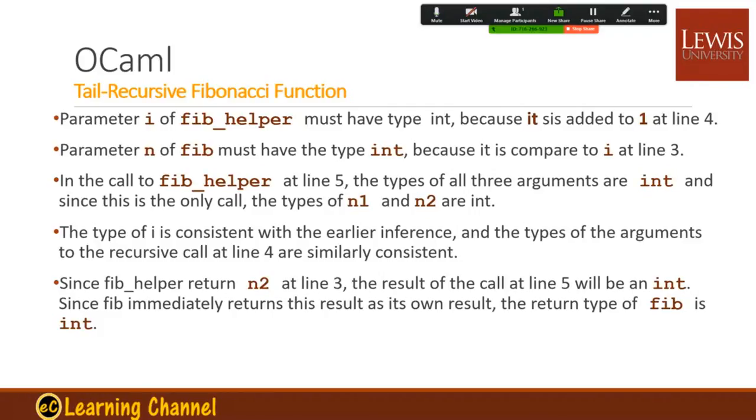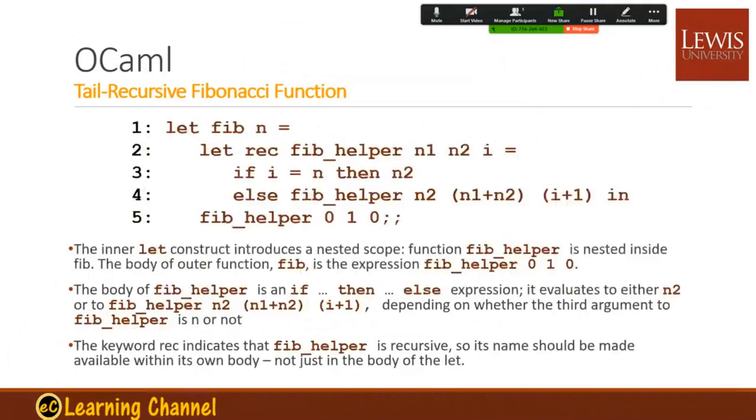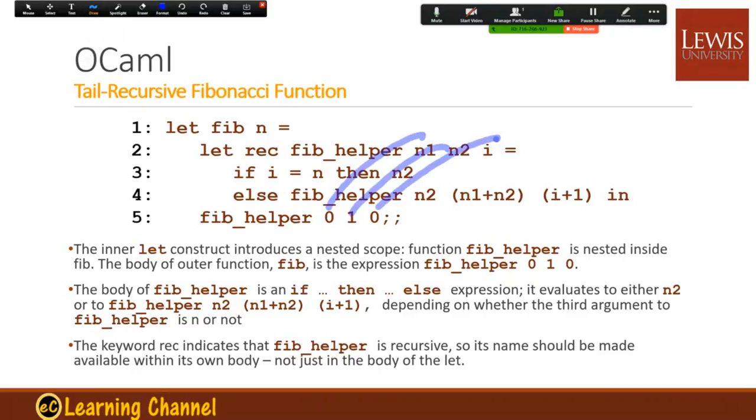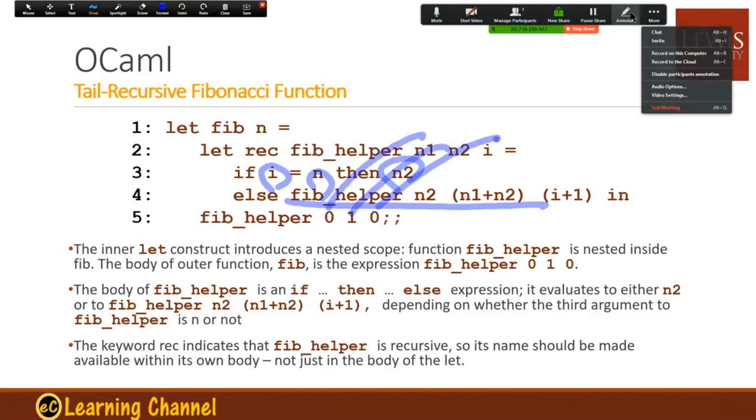So here I just explain the detailed steps of determining the type of the function. So basically, we pass through this 0, 1, and 0, and then we get n1, n2, and i, and then we determine the i and n equality, and then you propagate through there, and eventually you will prove that they are integers.